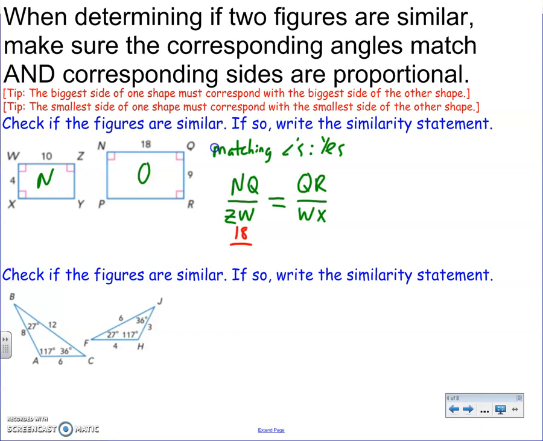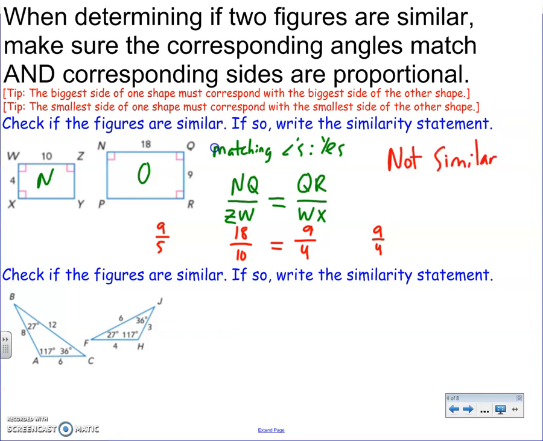ZW is 10. If I reduce that, 18 over 10, divide the top and bottom by 2, you get 9 over 5. Anyways, let's see what QR over WX is. QR is 9. WX is 4. You can't even reduce that. This is 9 over 4. Is 9 over 5 the same as 9 over 4? No. So since the scale factors are different, we say this is not similar.